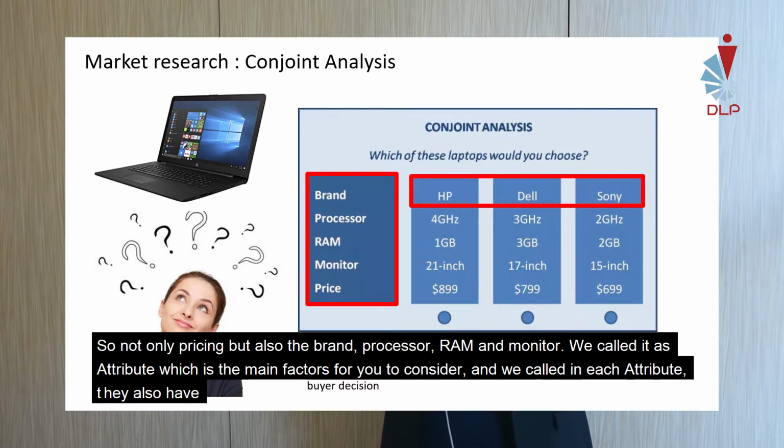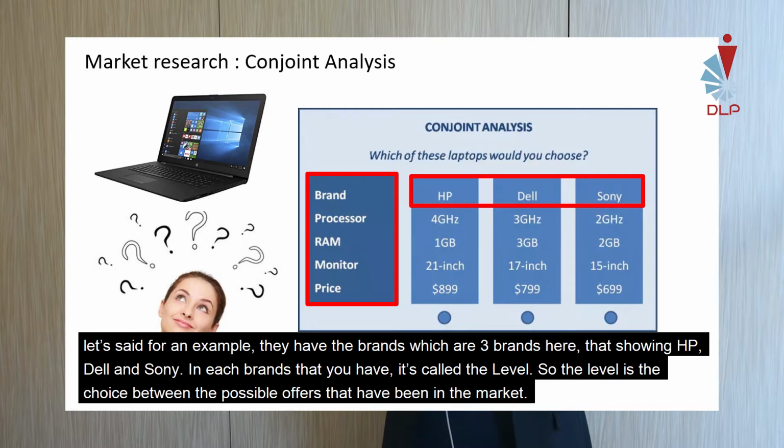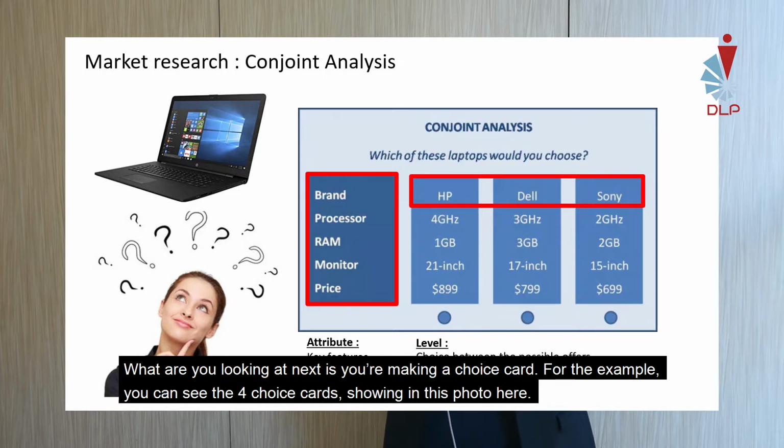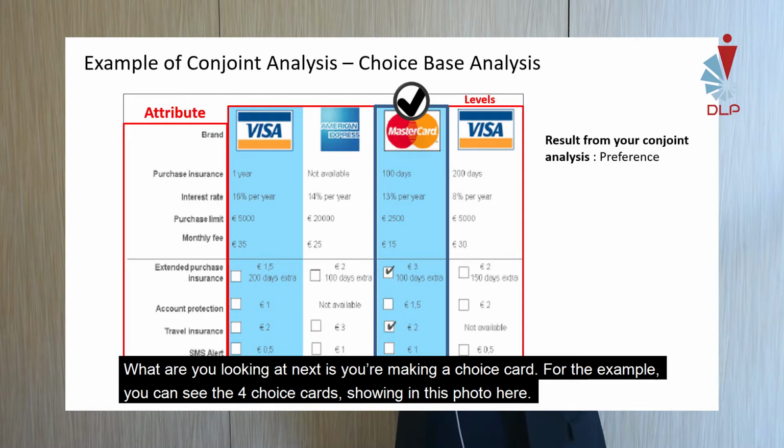And each attribute also has options. For example, the brand attribute has 3 brands shown here: HP, Dell, and Sony. Each brand is called a label. So the label is the choice among the possible offers in the market. If you know the key decisions when they are considering buying your product, and also the labels, the choices of possible products, what you look at next is making the choice cards. For example, you can see 4 choice cards in this photo here.